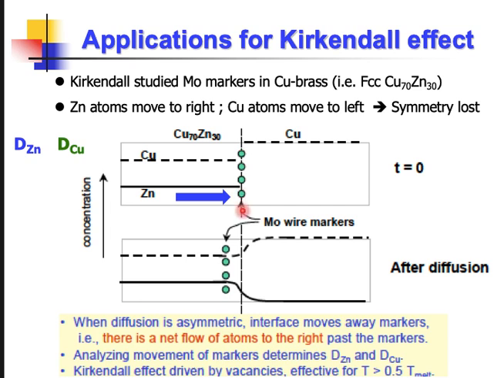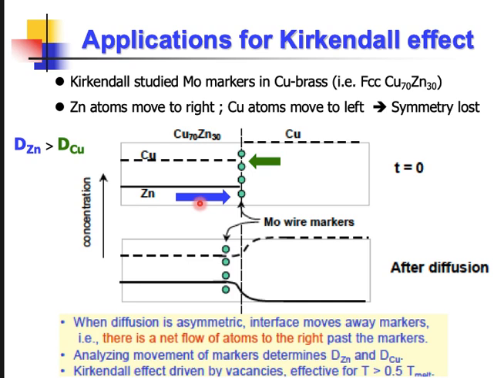Because the markers shift to the left-hand side, which means J zinc is larger than J copper. So by using this idea, the Kirkendall effect, you can know the difference in diffusivity for your components of interest.